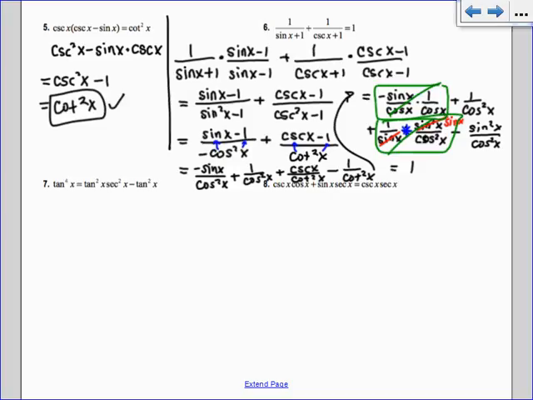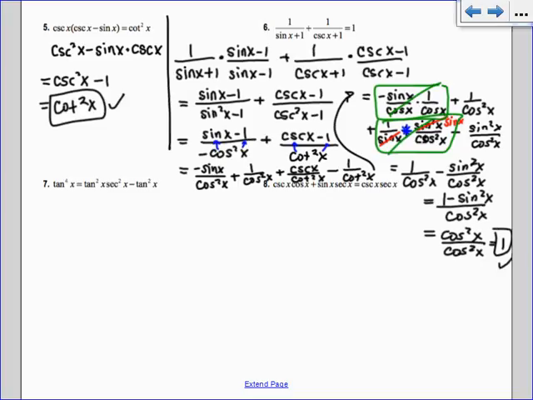So we have 1 over cosine squared x minus sine squared x all over cosine squared x, which we have 1 minus sine squared x, we're almost there, all over cosine squared x, which is cosine squared over cosine squared, which is 1. So we got it. So that's what I'm saying. You could pick a way that's totally different than what your friends did, and you get to the same thing.